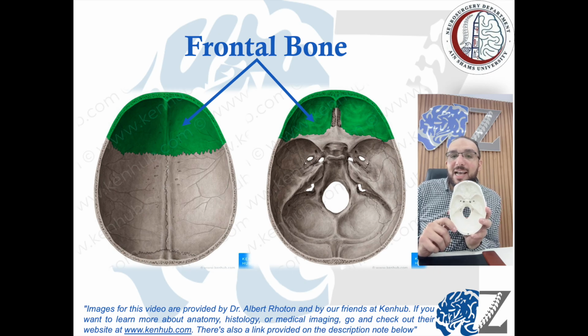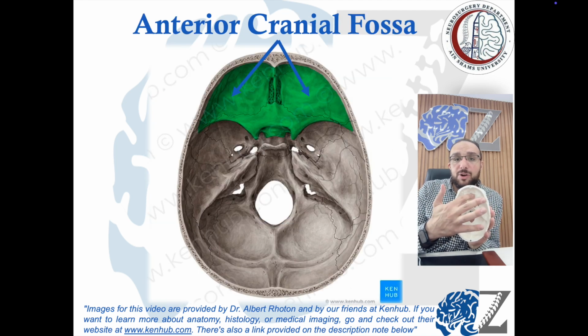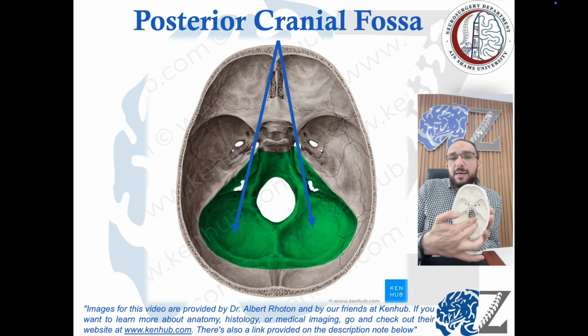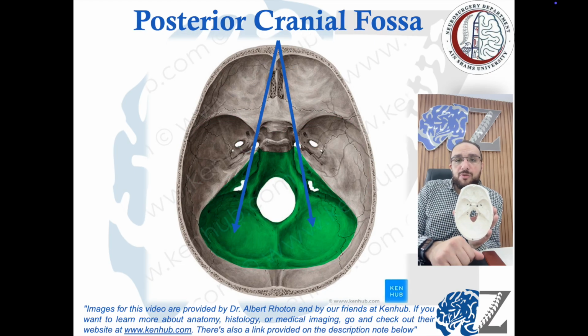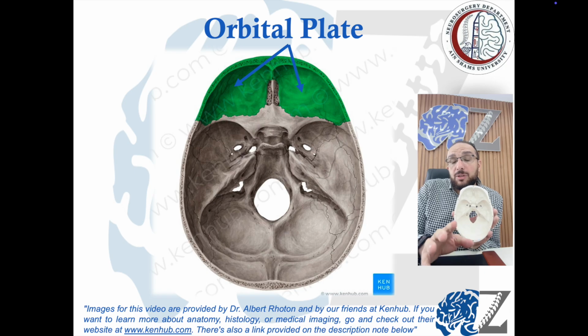As you look at it from inside, the skull base is formed of the cranial fossae. We have 3 cranial fossae, 1 anterior cranial fossa from front. We have here the middle cranial fossa, and back here we have the posterior cranial fossa. Of course, I'm going to talk about the frontal bone, so it's related to the anterior cranial fossa. It actually forms, as you can see in this picture, most of the anterior cranial fossa.